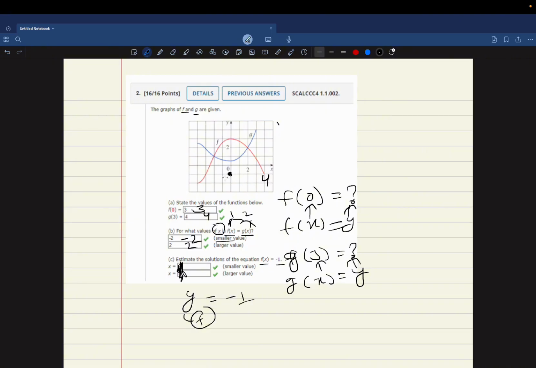then another value of x will be, so this is -1, -2, and then -3, right? So when the value on the y-axis is -1, the value of x for this red graph, which is the function f, will be 4 and -3. So the smaller value is -3, and the larger value is 4. I'll just reveal the answer. So it is indeed -3 and 4.